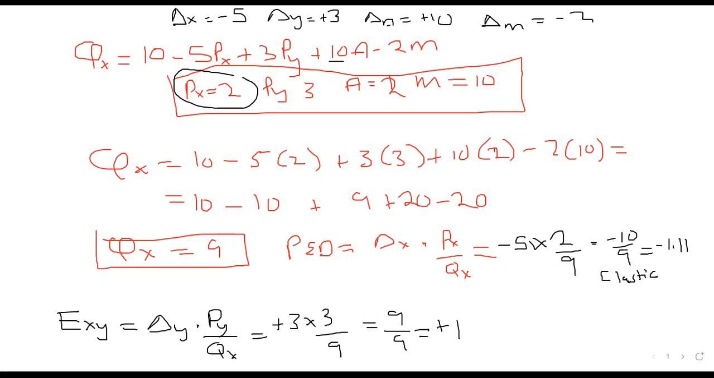Are we together? So that is correct. Please don't forget these principles. They're very important. All right. Then we go to elasticity of income. So elasticity of income is the gradient for income times the actual income over the quantity.